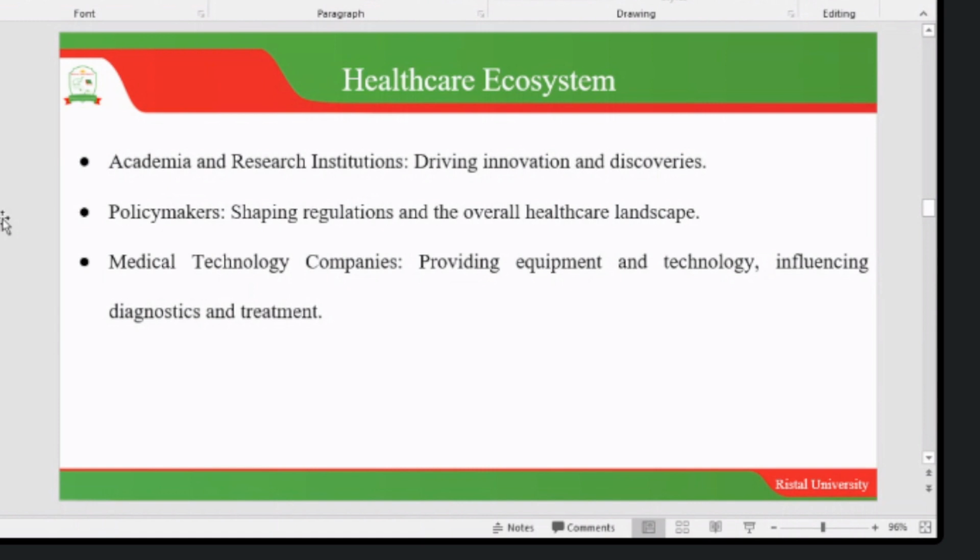Then we have medical technology companies which provide equipment and technology influencing diagnostics and treatment. We have many companies which produce a lot of these medical technologies. For example, a company in the US called Abbott, which produces BP or blood pressure monitoring machines. It also produces glucose or blood sugar monitoring machines. So those companies should also never be neglected when we are looking at the healthcare ecosystem, because without them, we cannot do a lot of diagnosis of these diseases, whether they are communicable or non-communicable diseases.